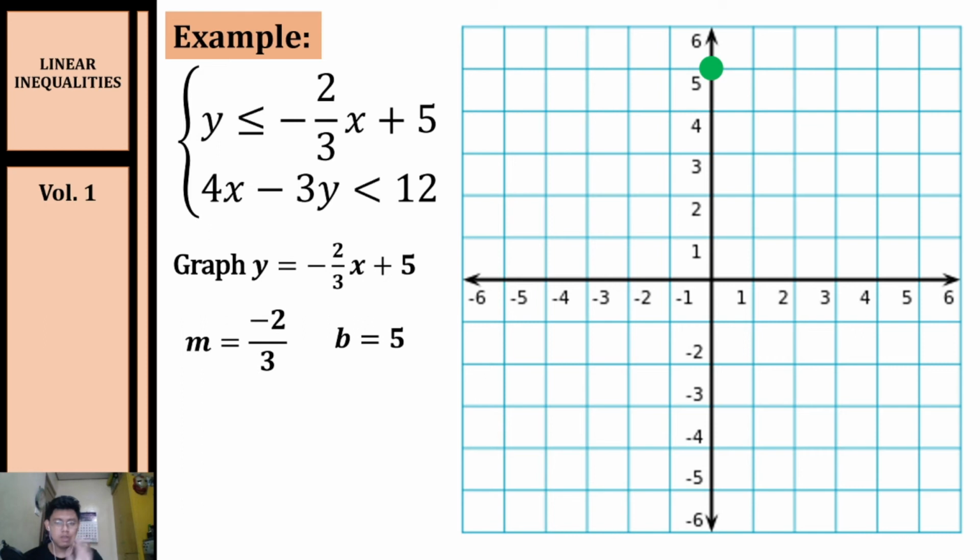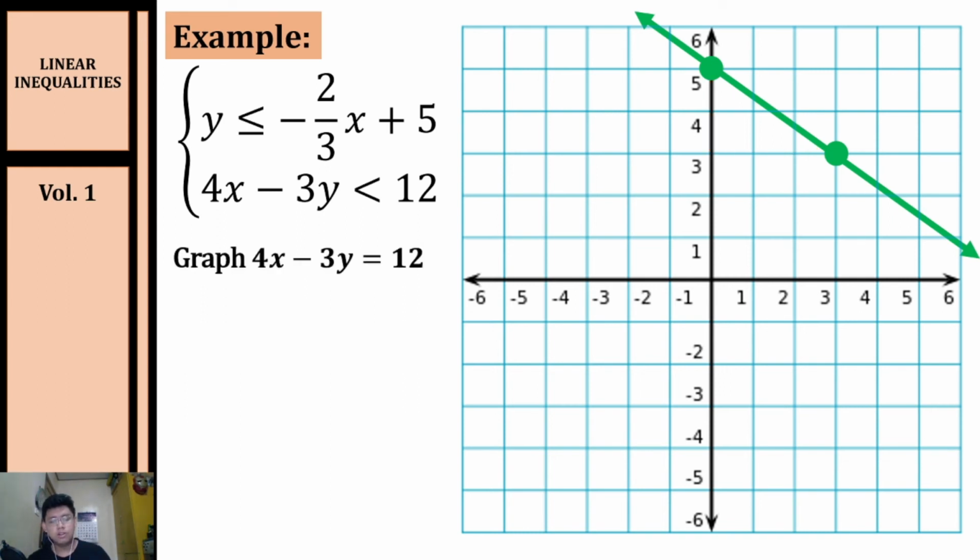Now take note that we use a closed circle in plotting our y-intercept because the symbol that we use is less than or equal. So we're going to include the point as our solution. Then we will use the slope to determine our next coordinate. We have negative 2, so 2 units down, and 3 units to the right. This will be the location of your second point. Now that you have 2 points, we can connect them using a solid line. That will be the graph of our first equation.